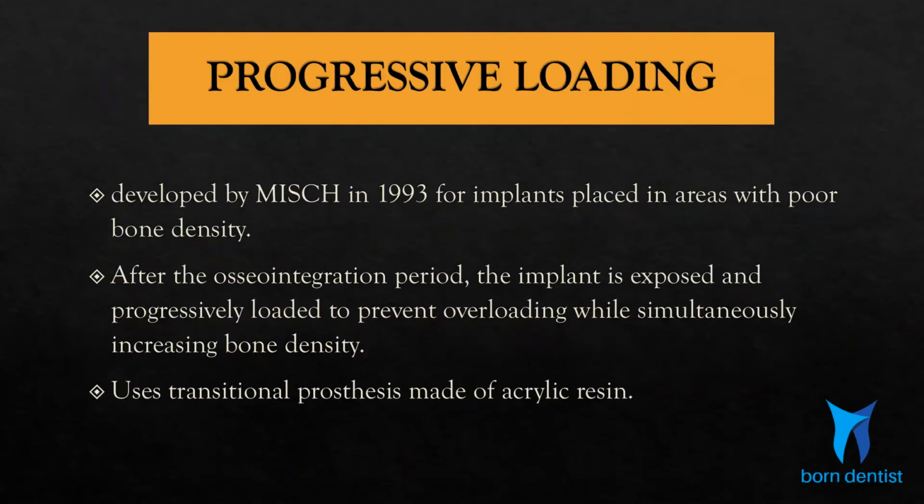Now if you look into literature, you will find one more term called progressive loading. This was proposed by Misch in 1993. It was for implants placed in poor bone quality type. He suggested that implants placed in deficient bone should not be exposed to full load after osseointegration. Instead, the load should be minimal initially and progressively increase as the bone density increases.